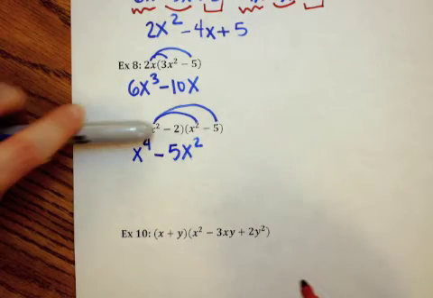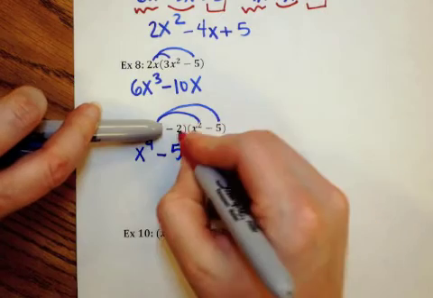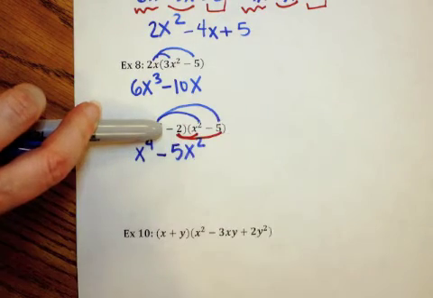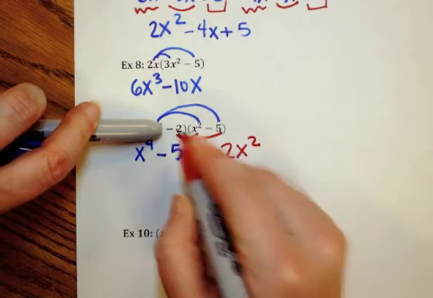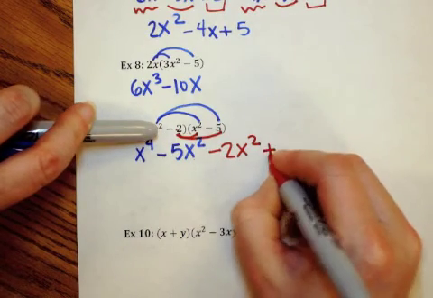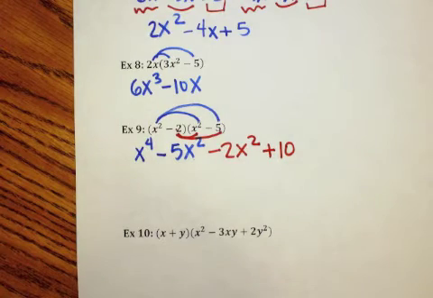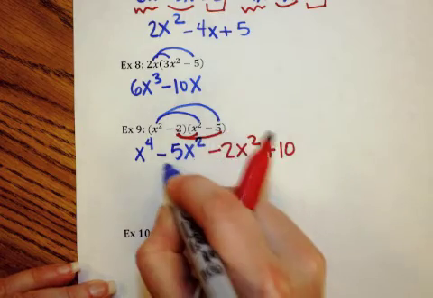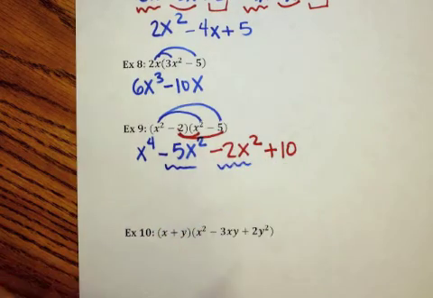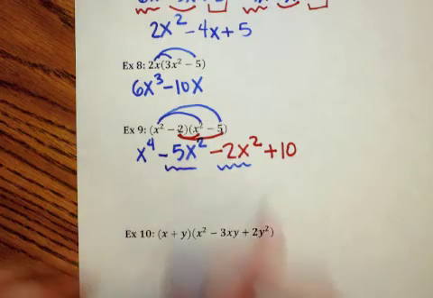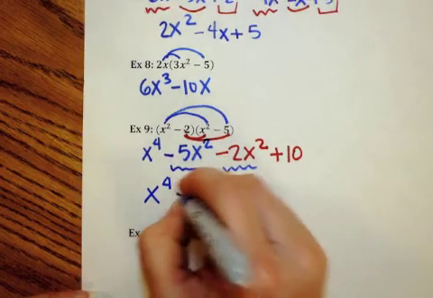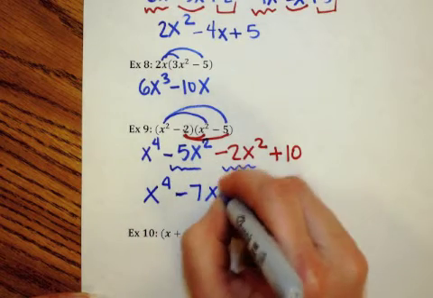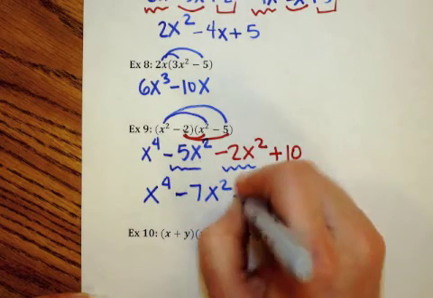The next I'm going to distribute is the negative 2. And that's going to give me negative 2 times x squared is minus 2x squared. And negative 2 times negative 5 is going to be plus 10. Now if you'll notice, my middle two terms are going to combine. So my final answer is x to the 4th minus 7x squared plus 10.